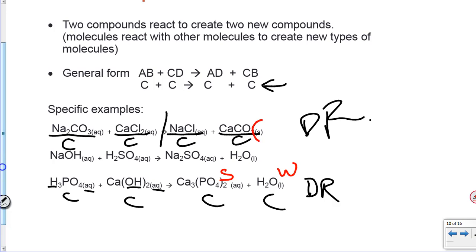I'd also like to point out this guy was a special reaction too. We had aqueous, aqueous, aqueous. One guy is a solid. If we mix a whole bunch of aqueous things and we make a solid, how would we figure out it was a solid? We'd have to use some sort of table, a table that would tell us what an ionic compound does in water. A solubility table. In this case, the calcium carbonate was actually a precipitate.